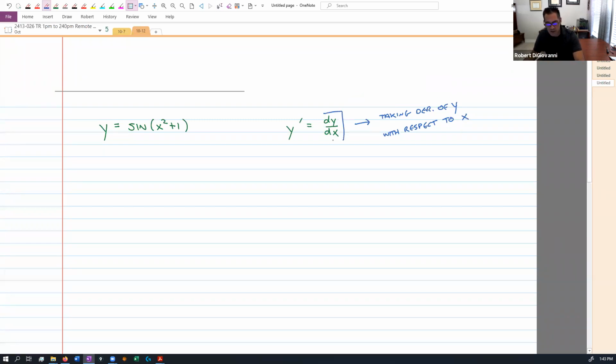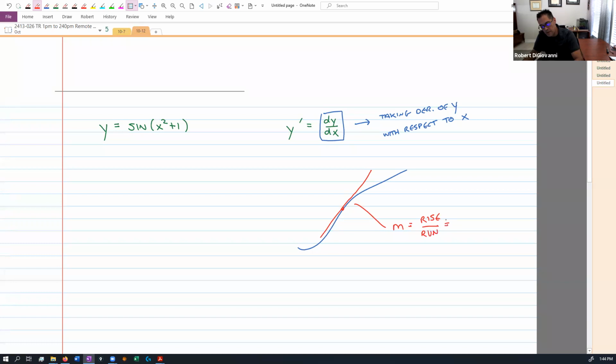dy over dx verbally means you're taking the derivative of y with respect to x. So you're figuring out how much y changes if I change x a little bit. It goes back to the idea that the derivative is the slope of the tangent line. So if I'm going to try and find the slope of this tangent line right here, then what I'm asking for is the slope, right? Rise over run, m, which is rise over run.